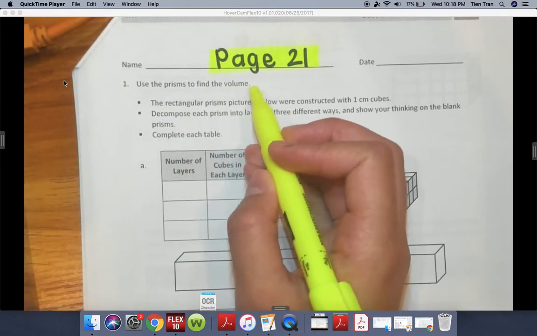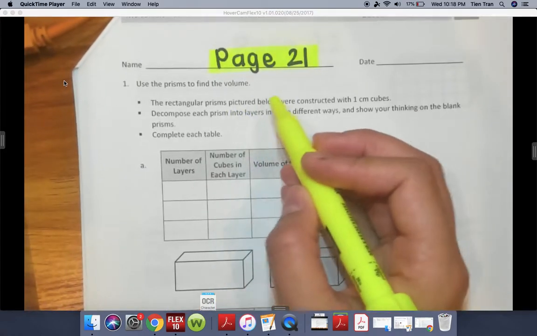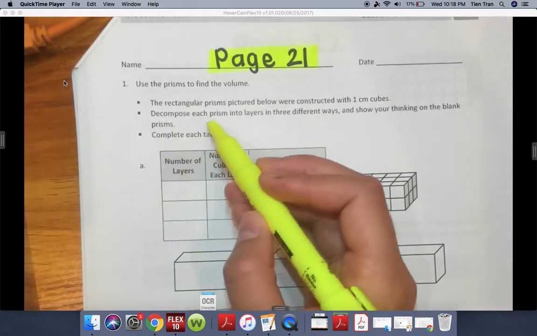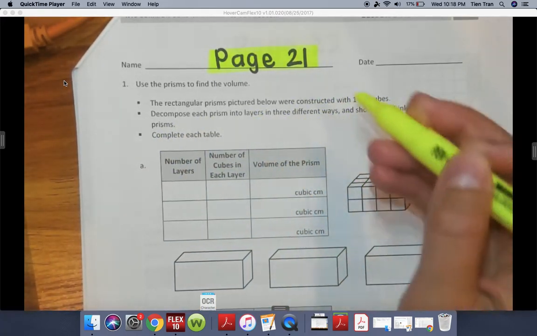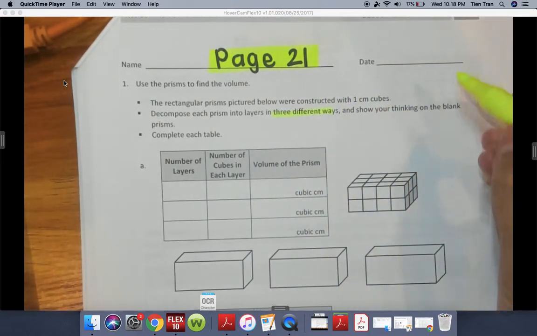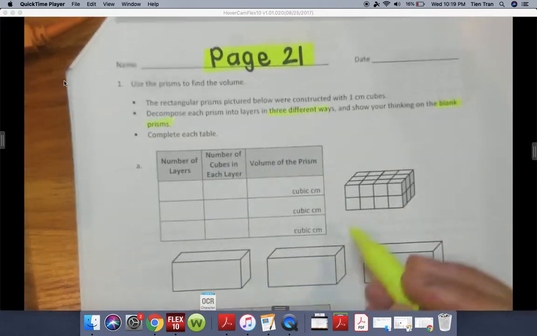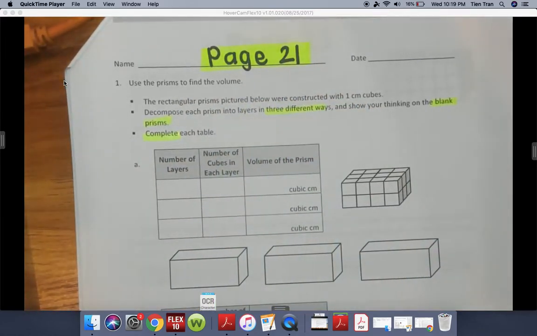Use the prism to find the volume. The rectangular prisms pictured below were reconstructed with 1 centimeter cubes. Decompose each prism into layers in 3 different ways, and show your thinking on the blank prisms. Complete each table. So this table needs to be filled in.